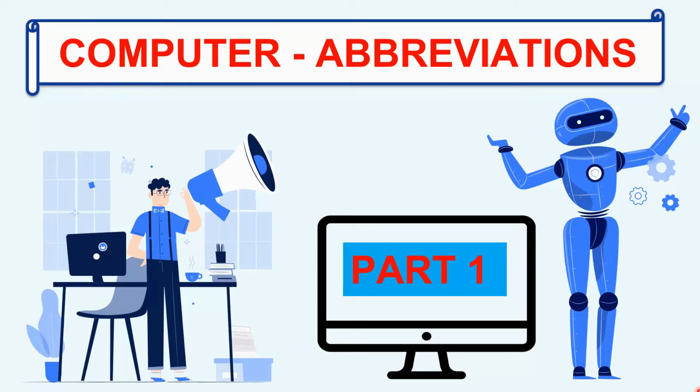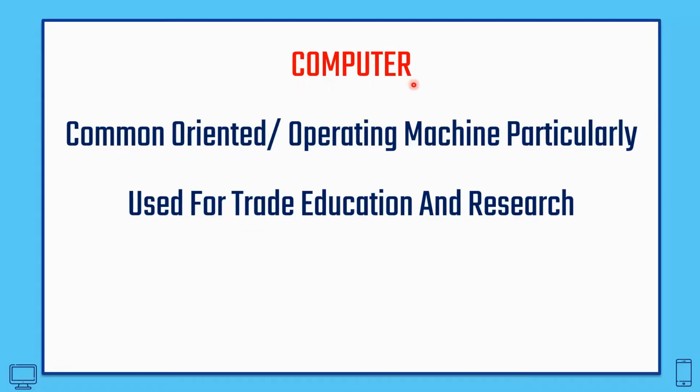Today I am going to explain some abbreviations related to computers. What is a computer? Computer is an electronic machine which accepts input data and processes data and gives output. You can say information. What is an acronym for computer? Common Oriented or Operating Machine, particularly used for trade, education and research.